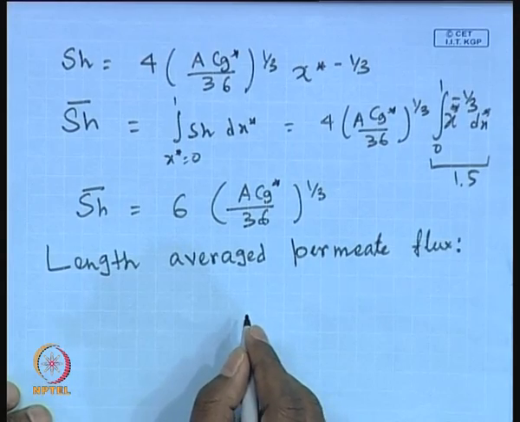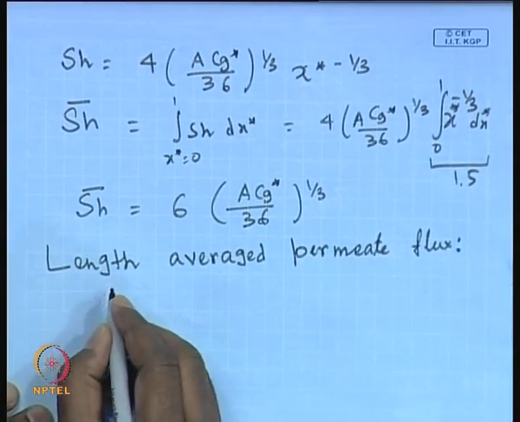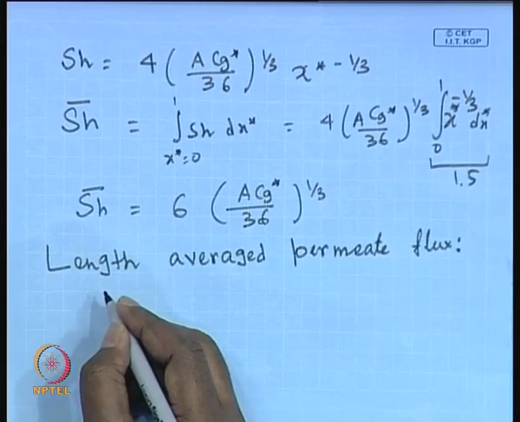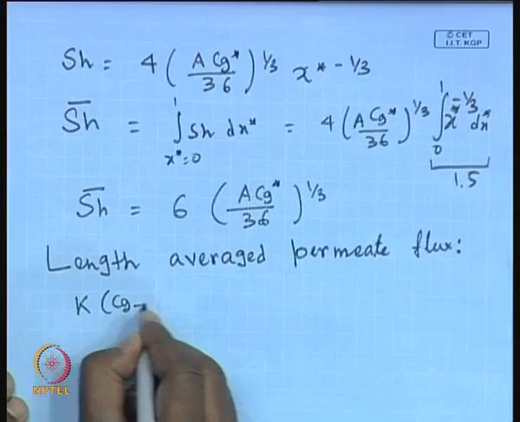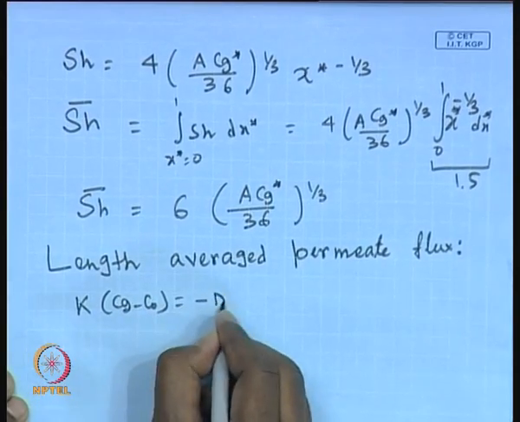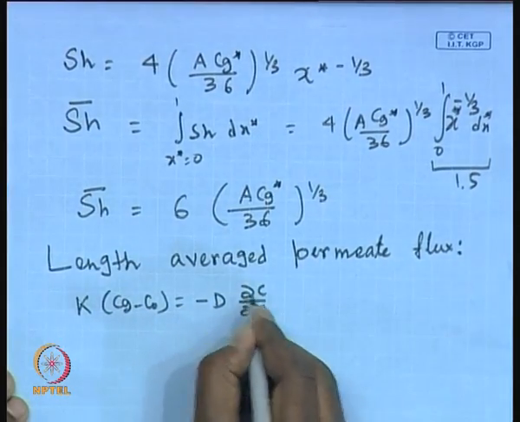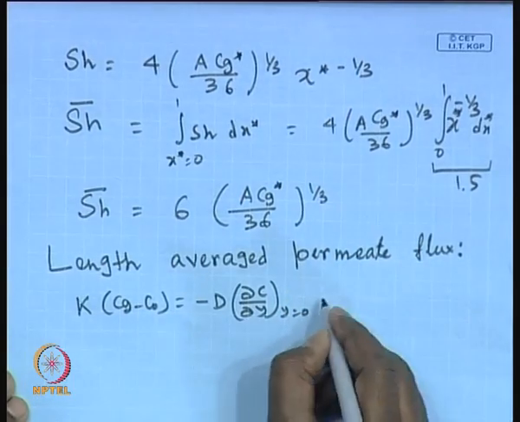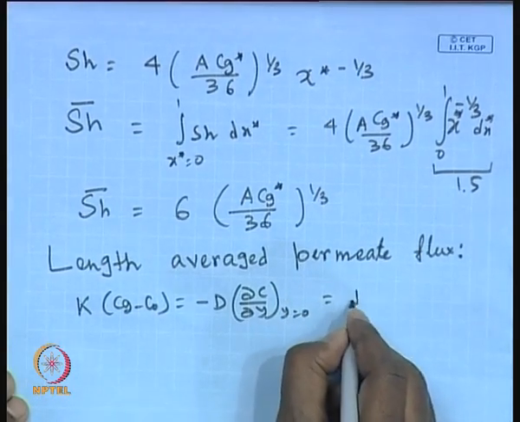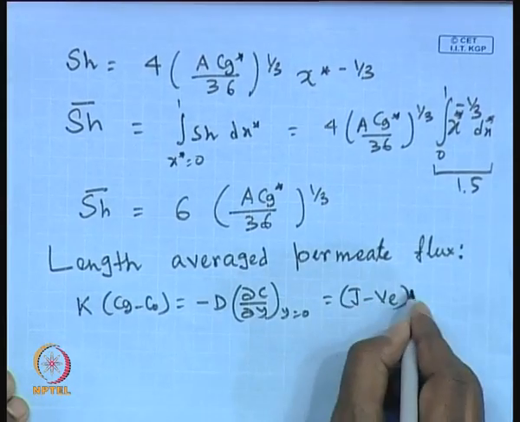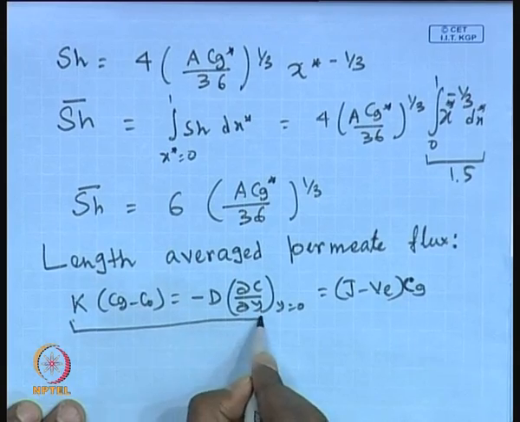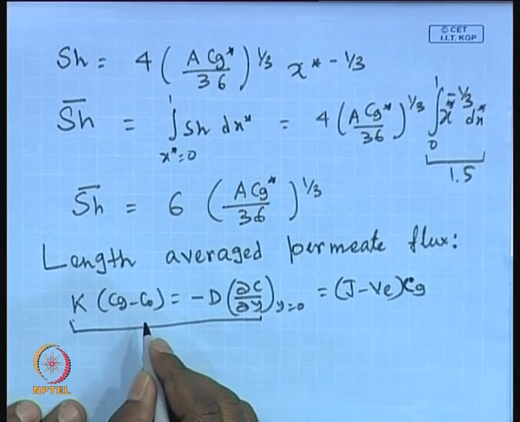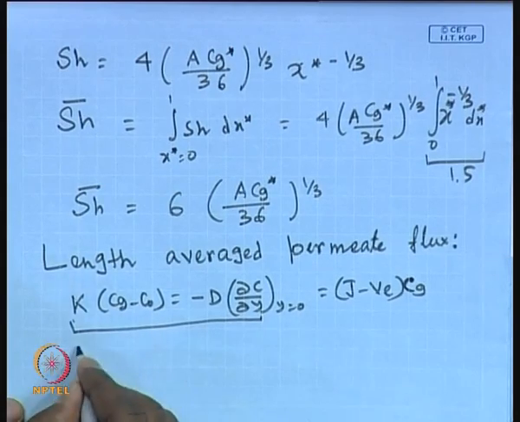The length averaged permeate flux can be obtained by the definition of mass transfer coefficient and the boundary condition at y equal to 0. It is k(Cg minus C naught) is equal to minus D del C del y at y is equal to 0, and this is equal to J minus VE times Cg. Okay. Now, what is this? The first equation is nothing but the definition of mass transfer coefficient. If you remember, we just did it right away.